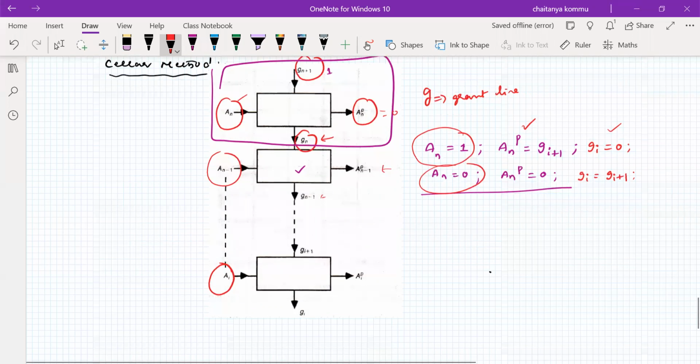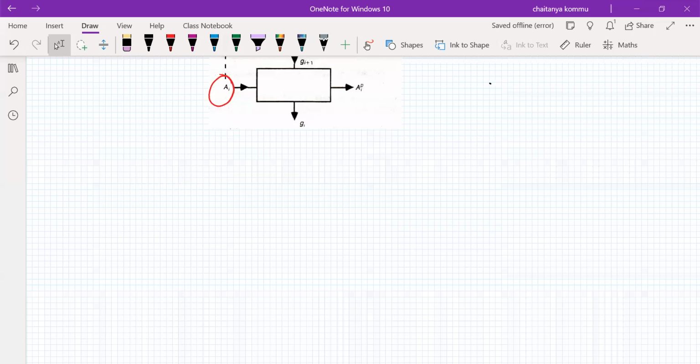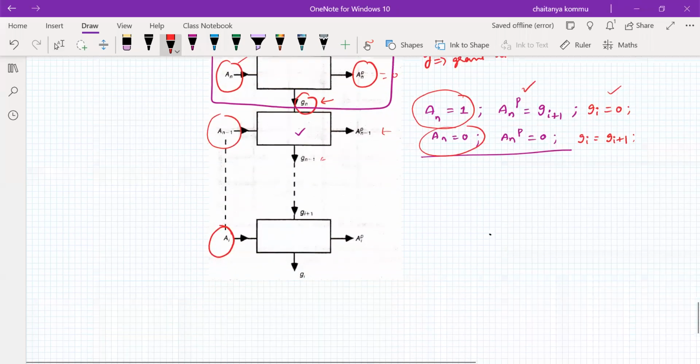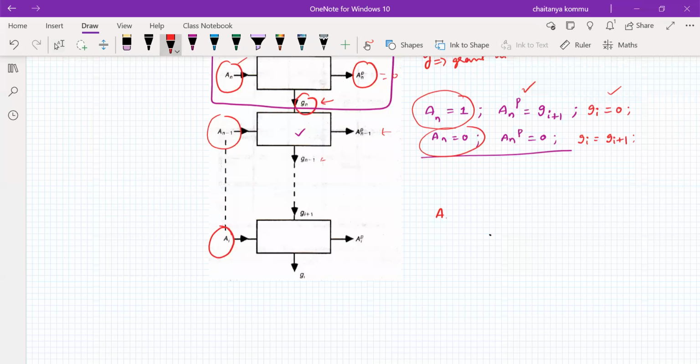Right? So that is the logic behind this one. So therefore, the simplest understanding about this one is, how do I write now what about A and G A plus 1? In terms of generic notation, if A i is equal to 1, then A i of P is equal to G i plus 1, and G i is equal to 0. Next, if A i is equal to 0, then A i of P is equal to 0, but G i is equal to G i plus 1.